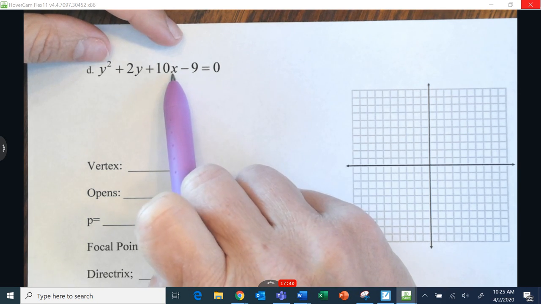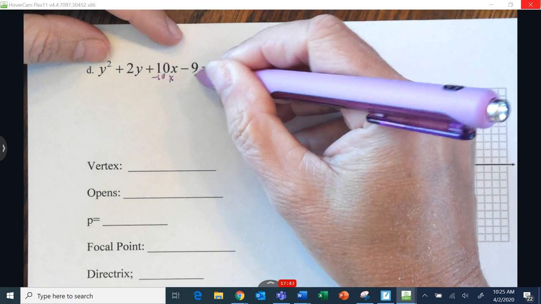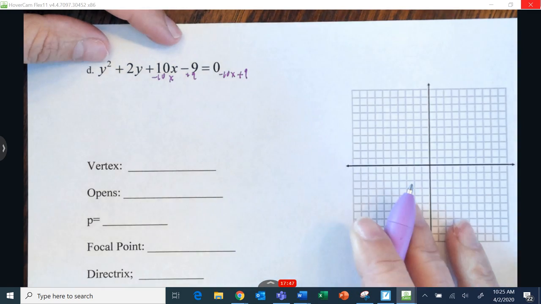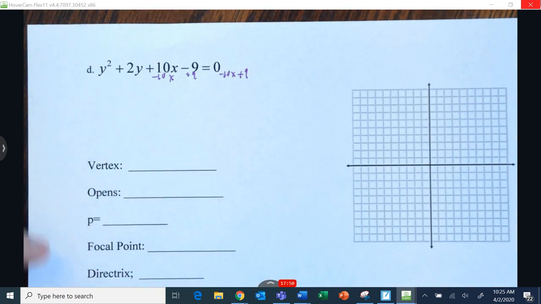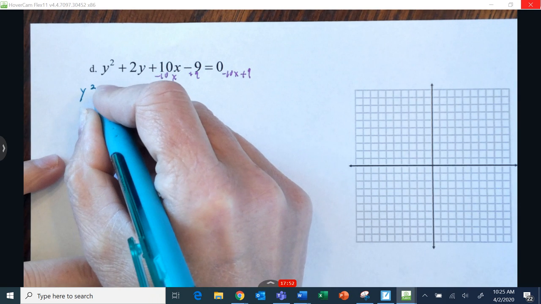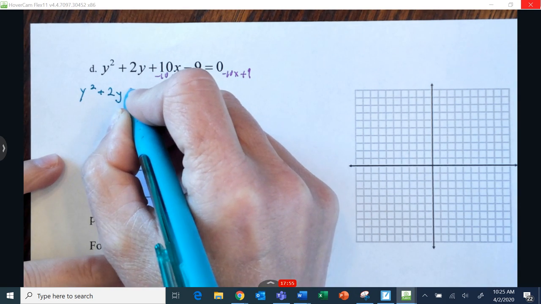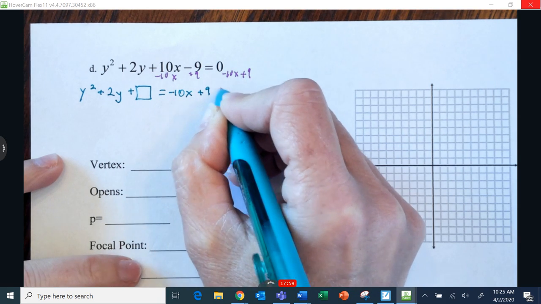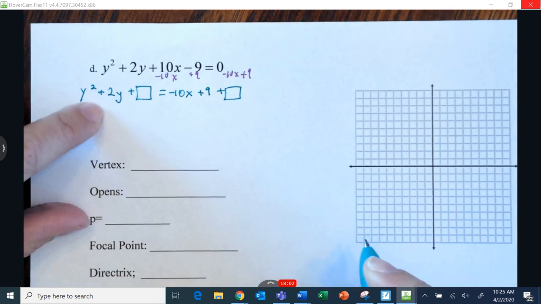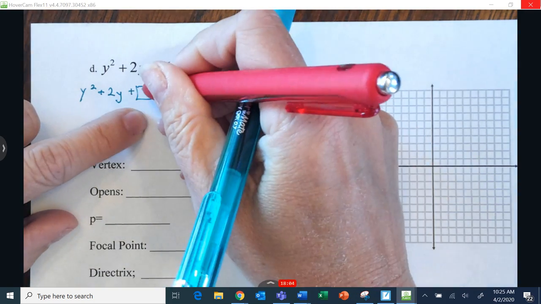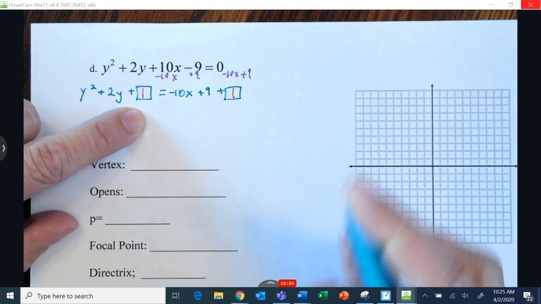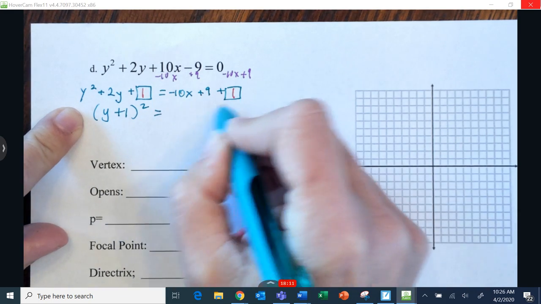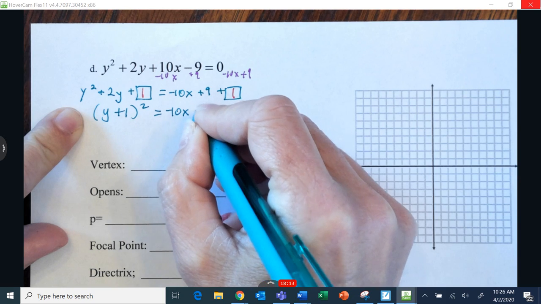Let's see. I'm going to move the 10x and the 9 over, and I'm going to complete the square with y. y squared plus 2y plus square equals negative 10x plus 9 plus square. Complete the square and I get 1. Factor it, we get (y plus 1) squared equals, combine over here, I get negative 10x plus 10.